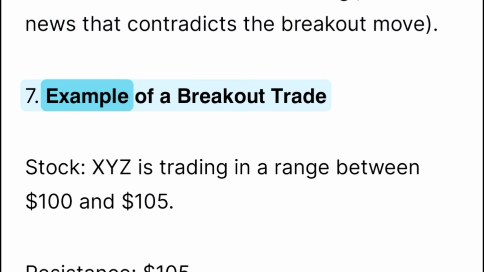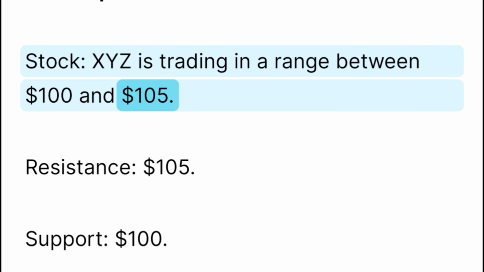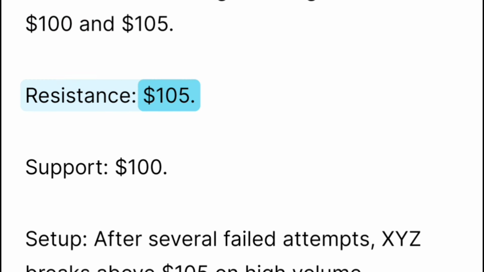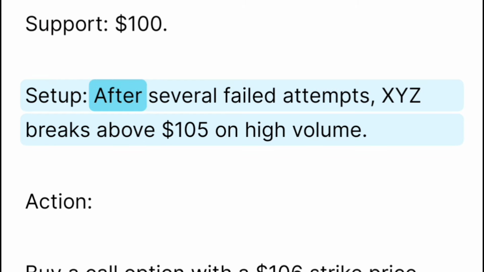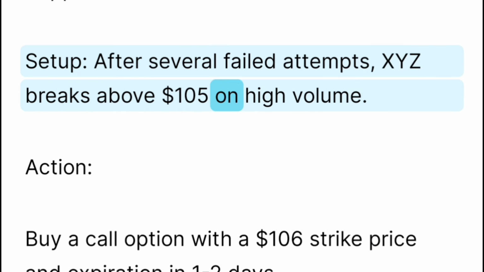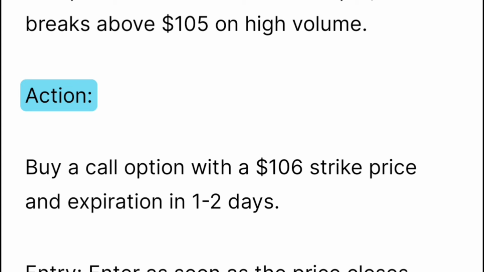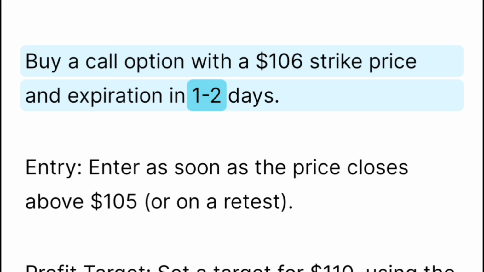7. Example of a breakout trade. Stock XYZ is trading in a range between $100 and $105. Resistance $105. Support $100. Setup. After several failed attempts, XYZ breaks above $105 on high volume. Action. Buy a call option with a $106 strike price and expiration in 1-2 days.